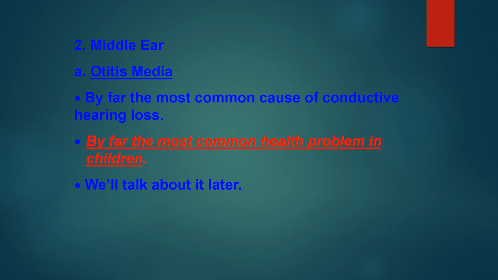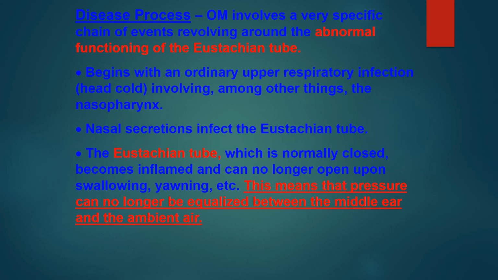Otitis media is by far the commonest cause of conductive hearing loss, and it's one of the common health problems in children. Otitis media involves a very specific chain of events revolving around the abnormal functioning of the eustachian tube. It begins with an ordinary upper respiratory infection, a head cold, involving, among other things, the nasopharynx. The nasal secretions infect the eustachian tube.